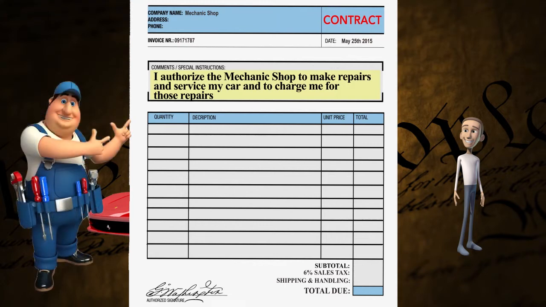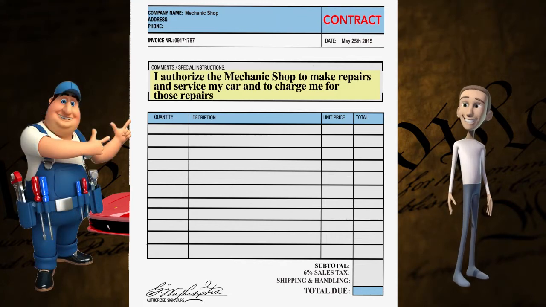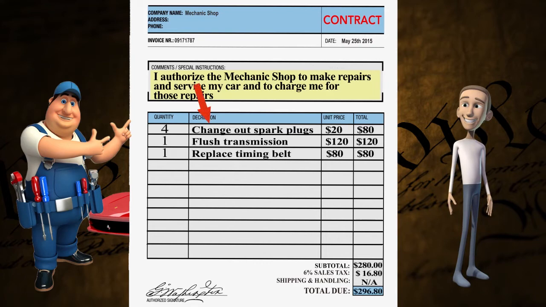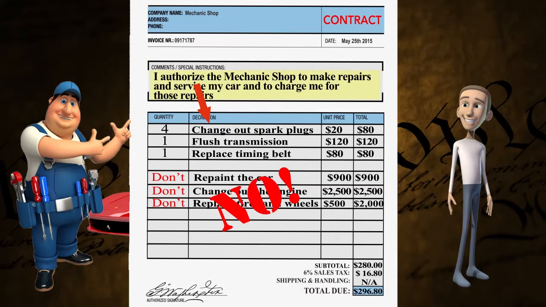Mechanic smiles and said, look, you already authorized this to happen. You say, no, let's be pretty clear here. All I authorized you to do was the things that were listed, right? So this arrow pointing, those are the things that are listed there. That's the only thing I authorized you to do and that I'd pay for. I mean, I don't have to list all the things you can't do, like repaint my car, change out my engine, replace tires and wheels. No, I don't have to list those things you can't do. I'm just simply in the contract listing the things you can do.